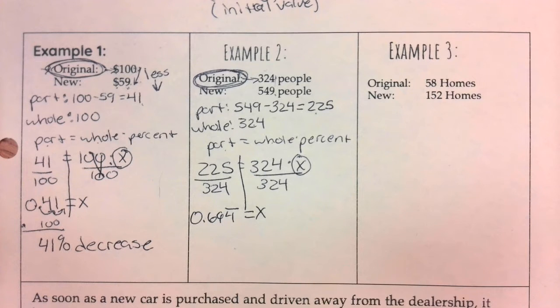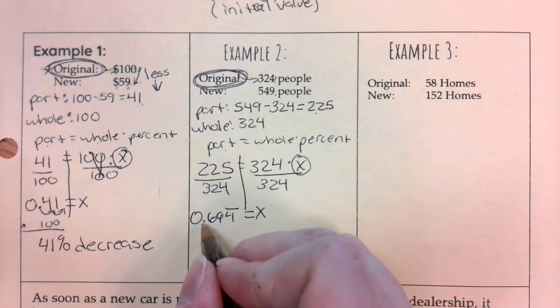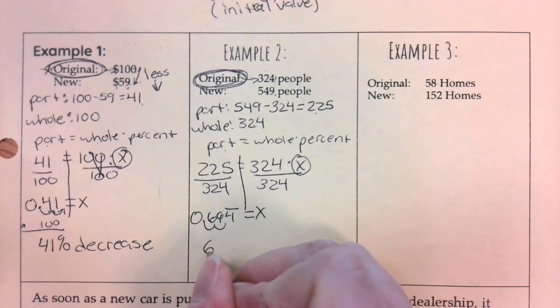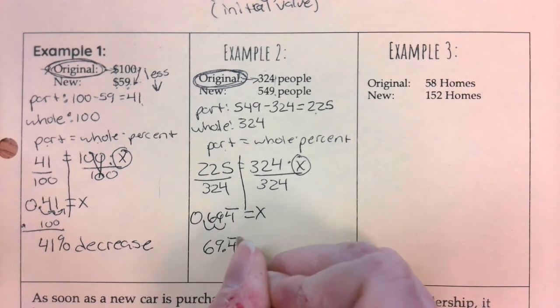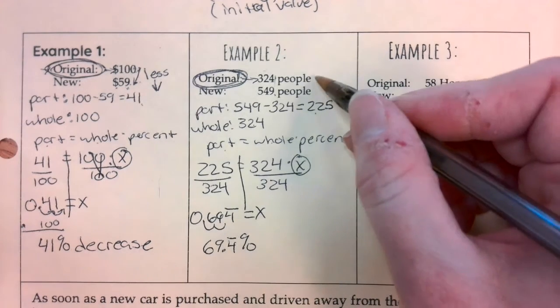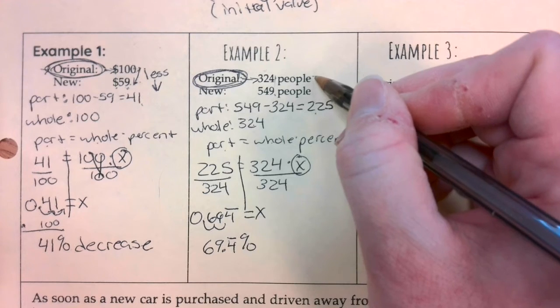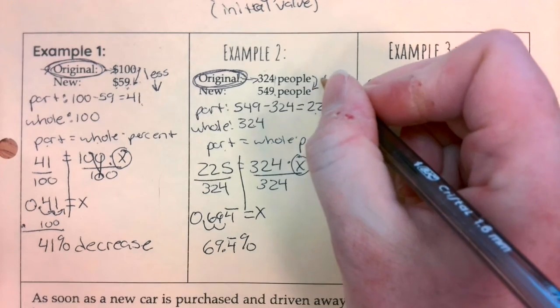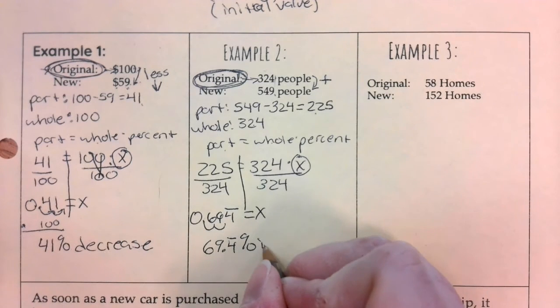0.694 repeating. Again, this is not your final answer. We need to convert this to a percent, so we need to move it 2 places, which gives us 69.4 repeating percent. Then you have to ask yourself, is this an increase or a decrease? Well, you started with 324 and you're ending at 549. So that's more people, which means it's an increase.